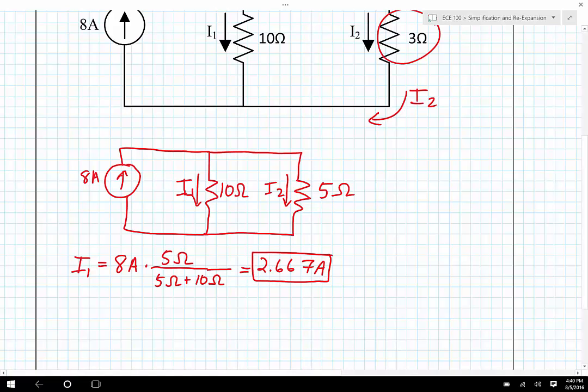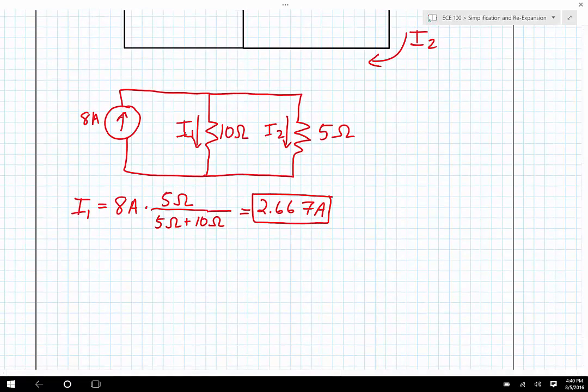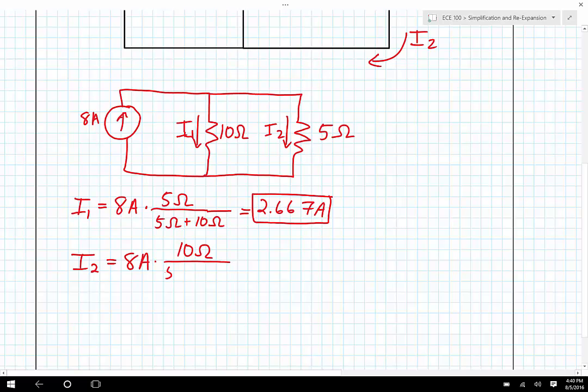And then I can calculate the other current. I can calculate I2. I2 is calculated in a very similar fashion. It's 8 amps times, now we're looking at the right-hand branch, so I take the opposite resistance, which is 10 ohms, divided by the sum of the two resistances. And this works out to be 5.33 amps.